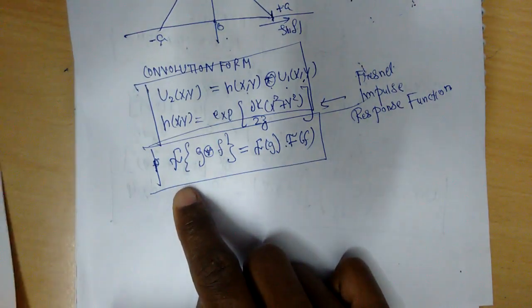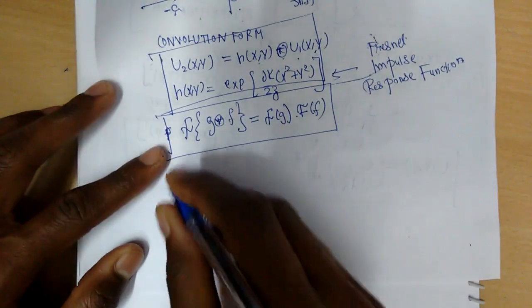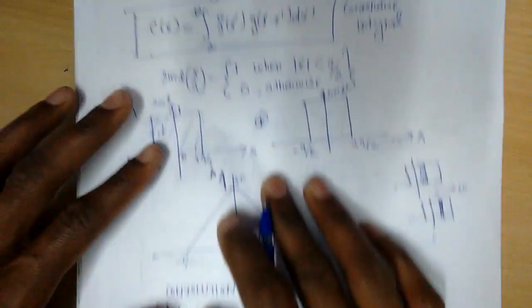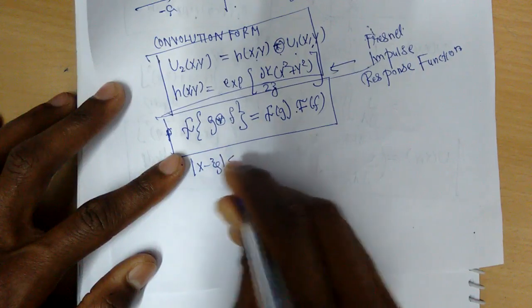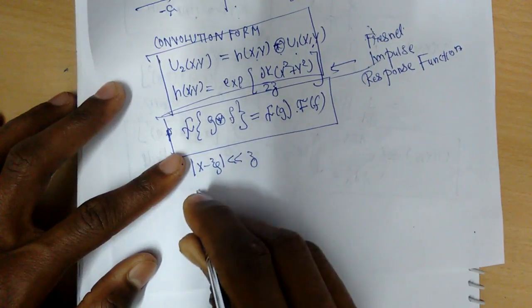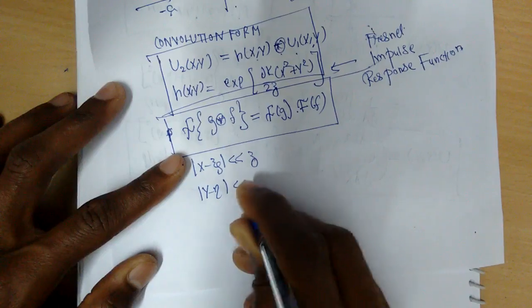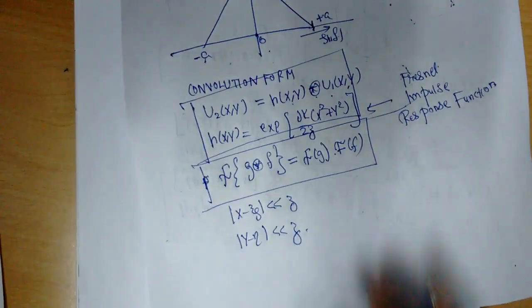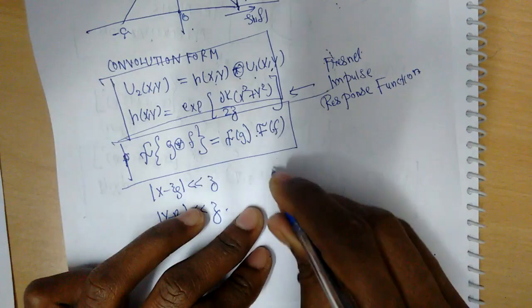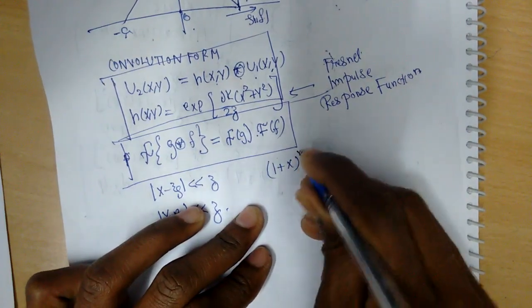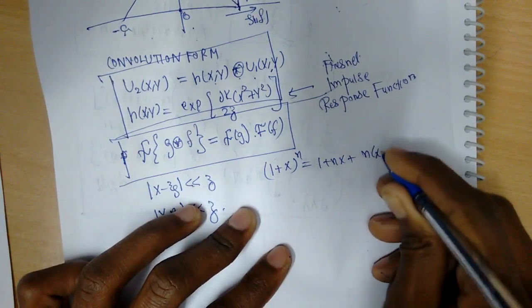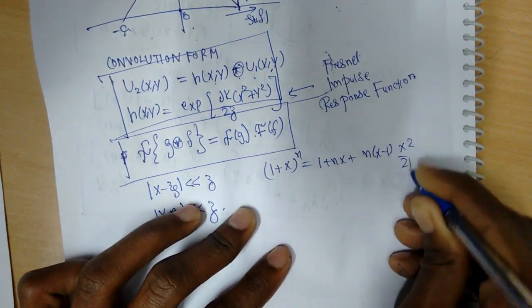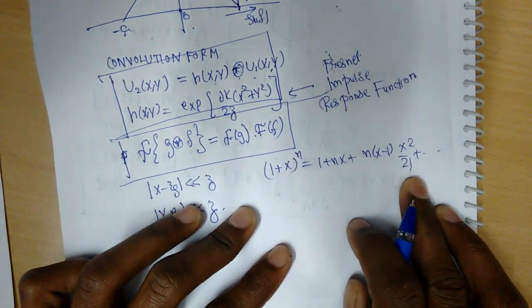Okay. So now, during derivation of these diffraction integrals, we have made a very important approximation, which is, let me write it down once again, x minus zeta is very less as compared to z, and y minus eta is very less as compared to z. And during the binomial approximation, we had taken only two terms, and we had neglected the third term of this expansion.